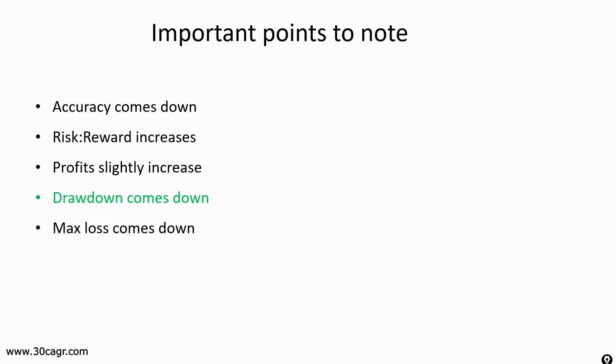So the major advantages of this trailing stop loss are these four. One is risk reward increases, profit slightly increases, drawdowns come down, and max loss also comes down. And with all these four advantages, there comes a disadvantage, which is accuracy comes down a little bit, but I think that is still fine.